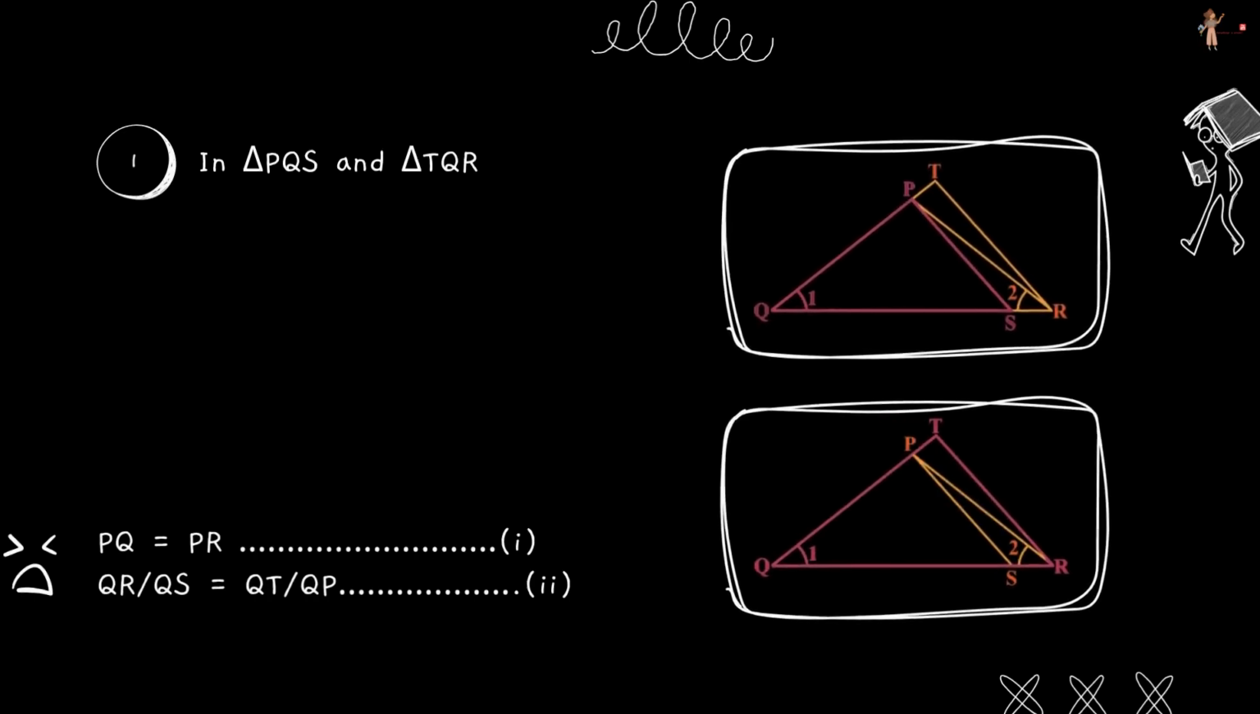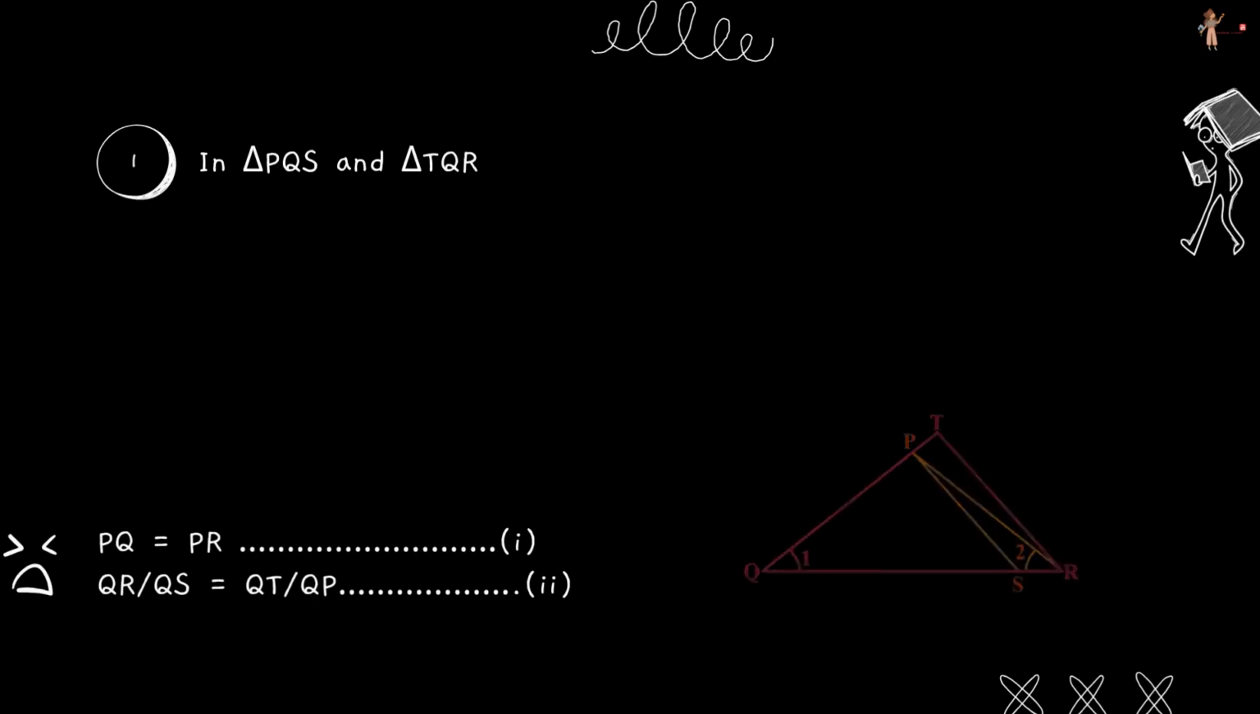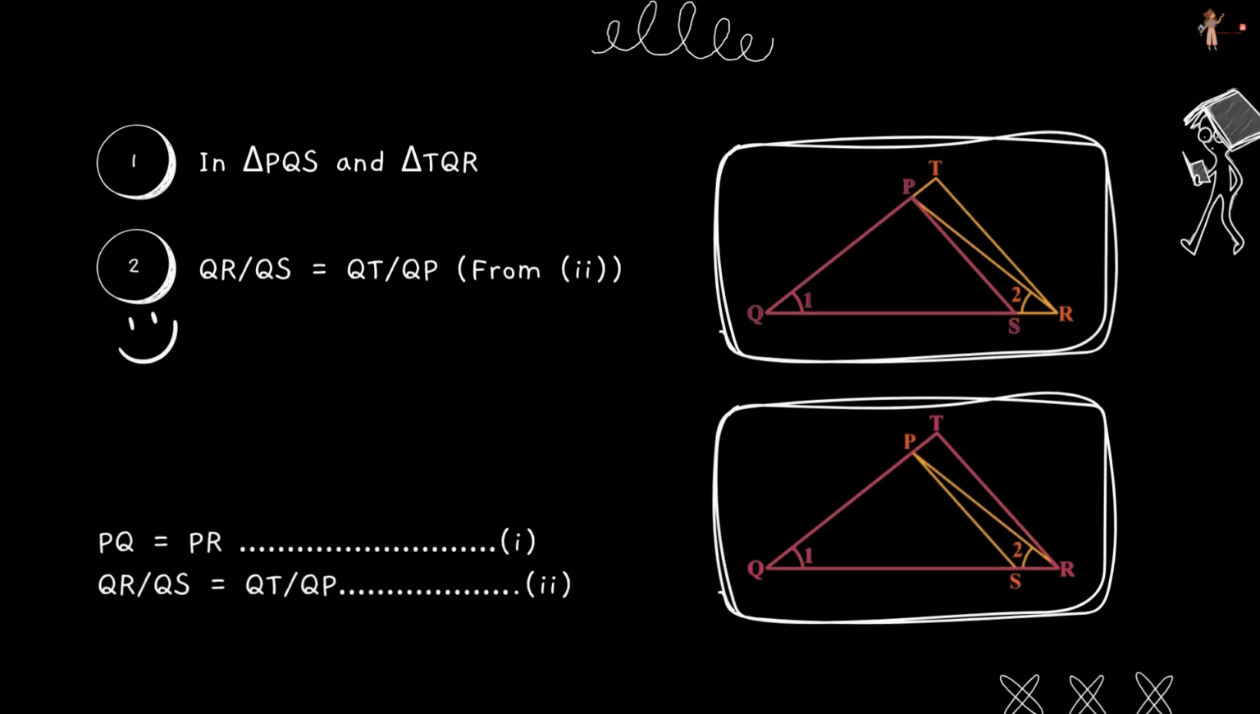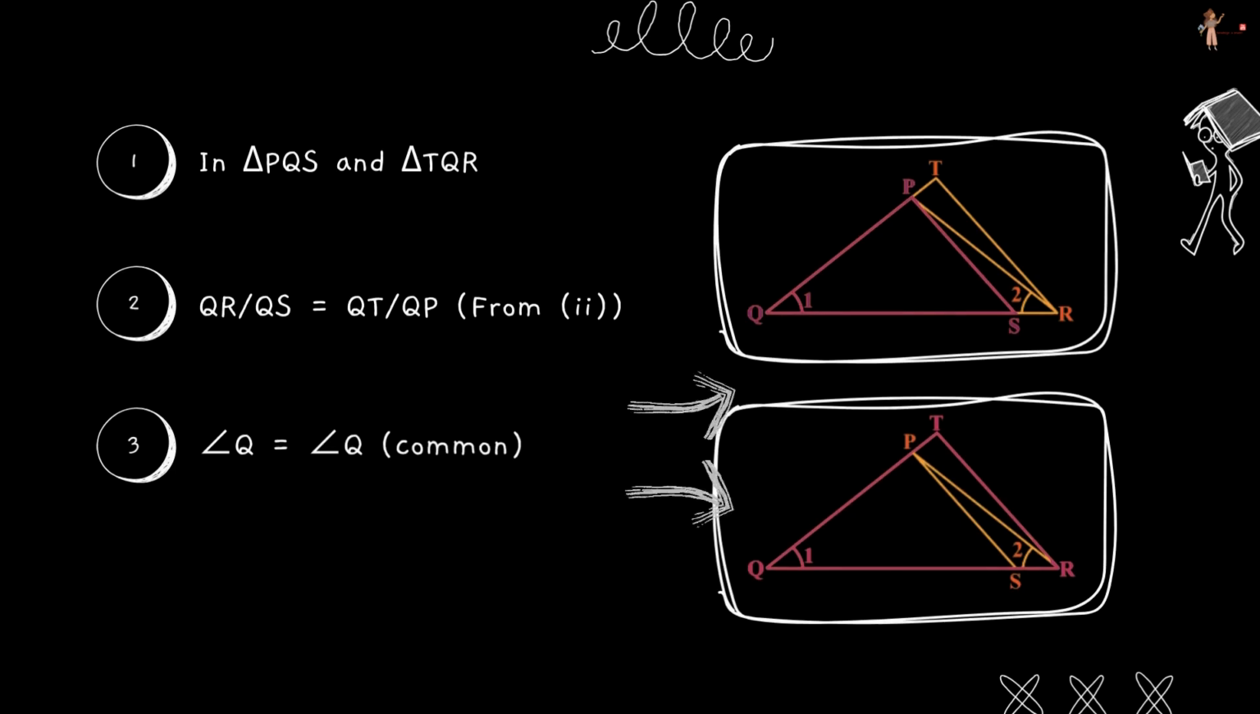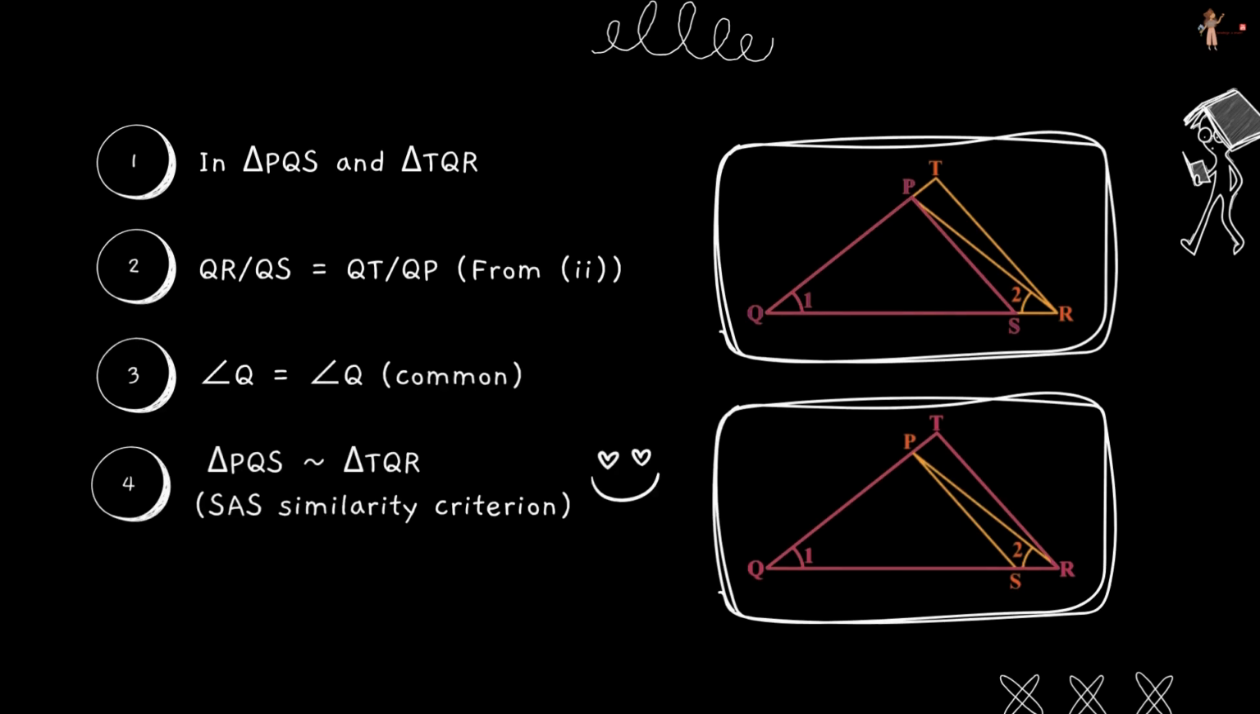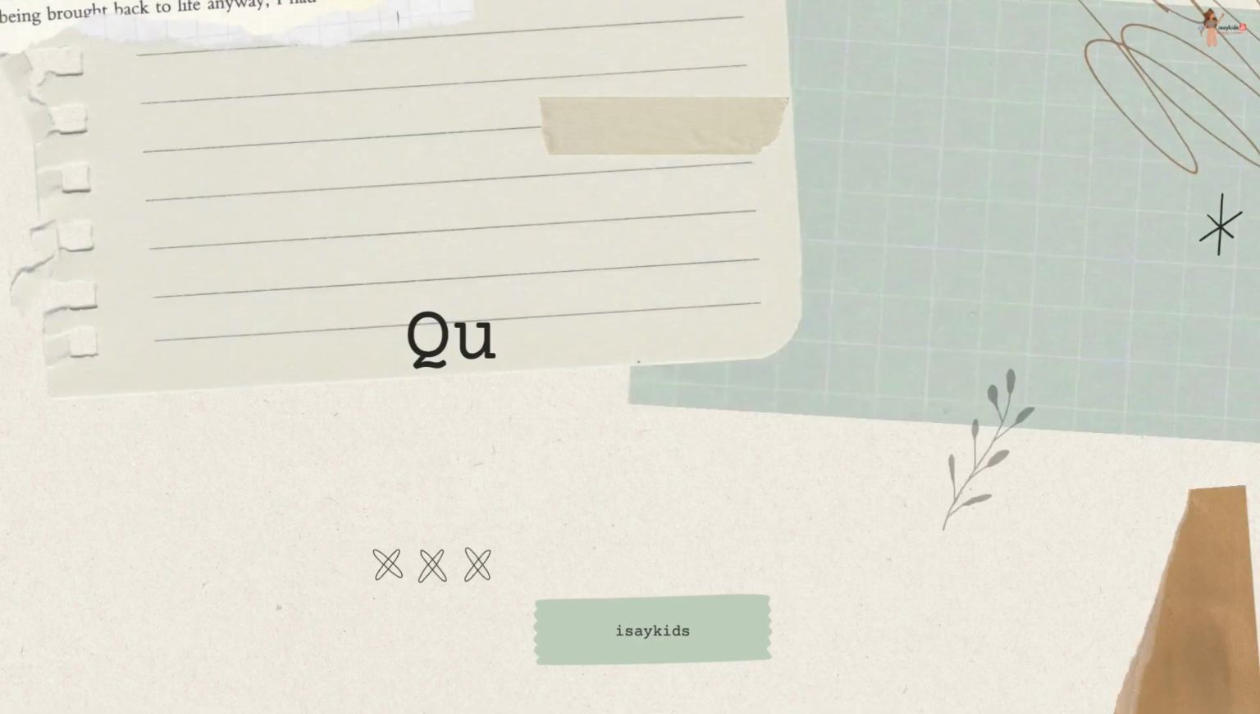Now, in triangle PQS and triangle TQR, QR upon QS is equal to QT upon QP. Angle Q is common. Therefore, by SAS similarity criteria, triangle PQS is similar to triangle TQR.